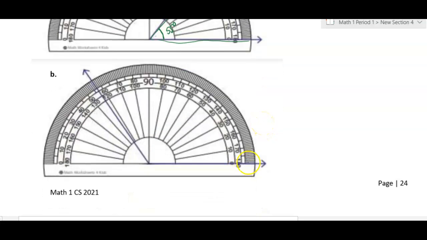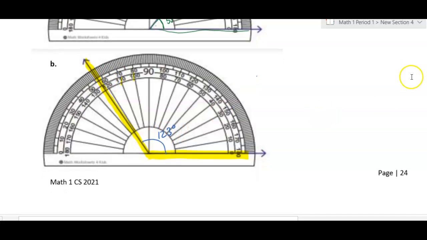Now this angle here, if I highlight it, it's there, and it's here. So now as I go around this way, we're at 90, 100, 110, 120. So we're probably about 100 and I would say about 123 degrees. So this angle would be about 123 degrees.